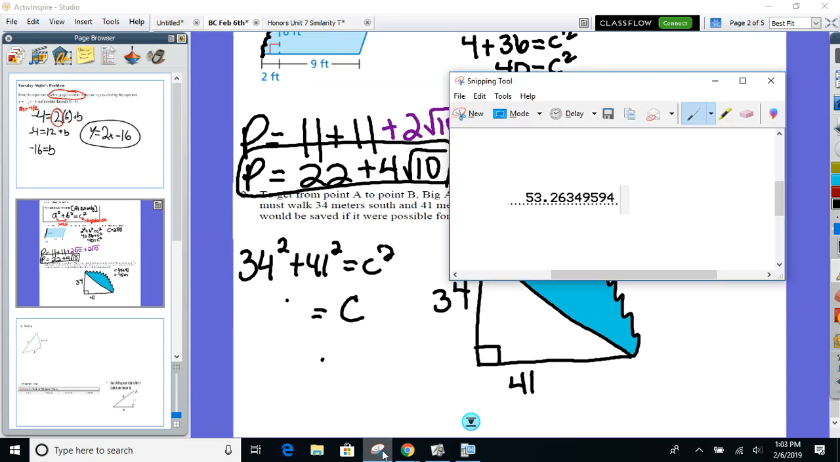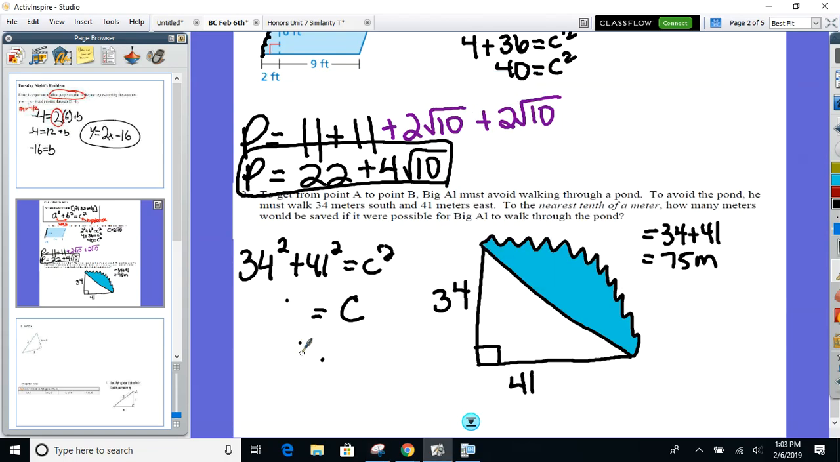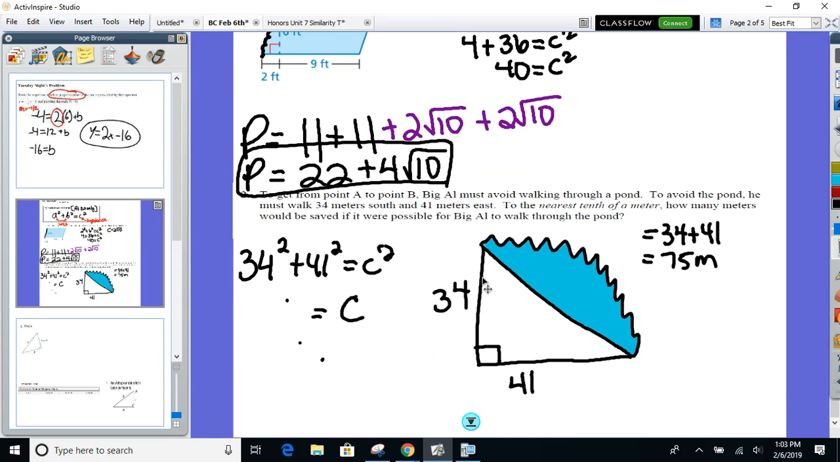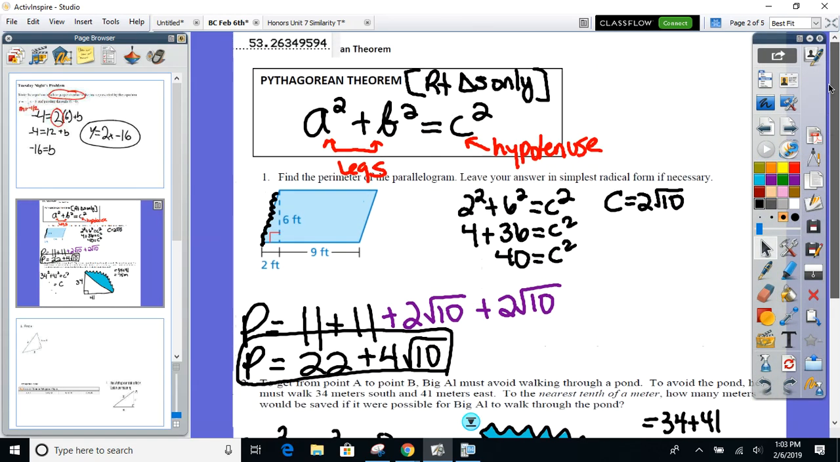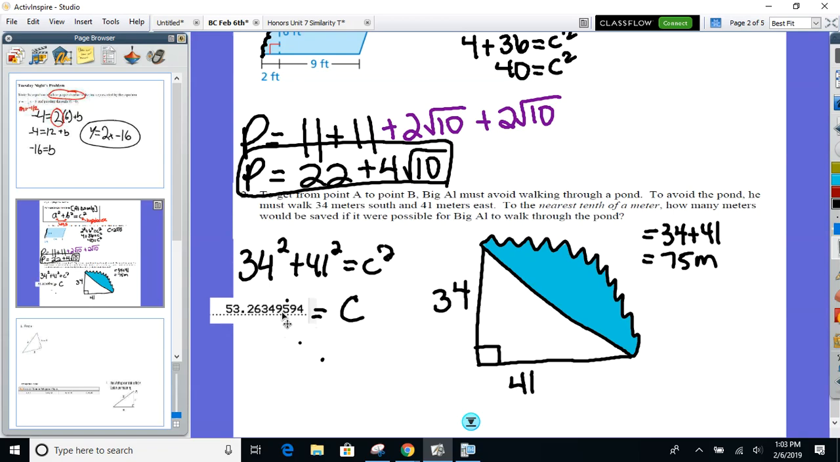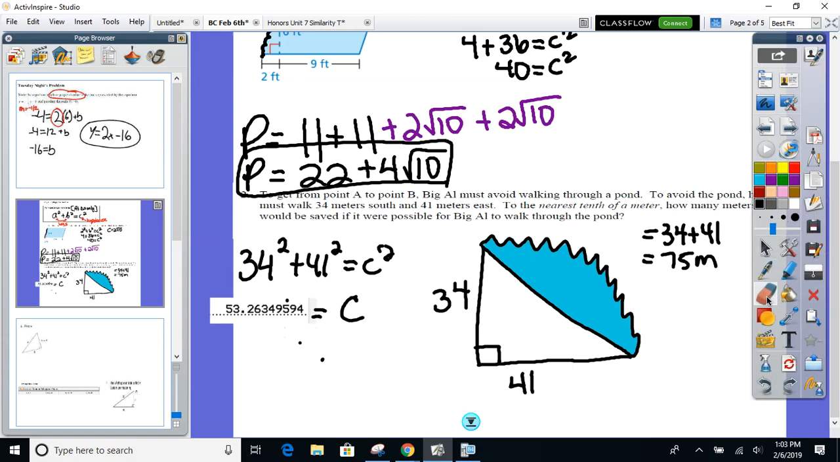Did I copy it? Okay, let's go back here. Let's try that again. Paste that in. There it is. I probably could have just saved time by writing it. Okay, so how can you find me the distance he saved?